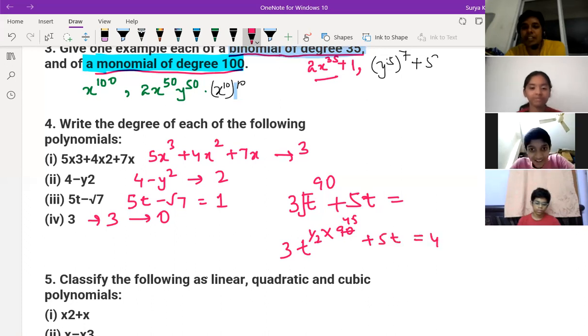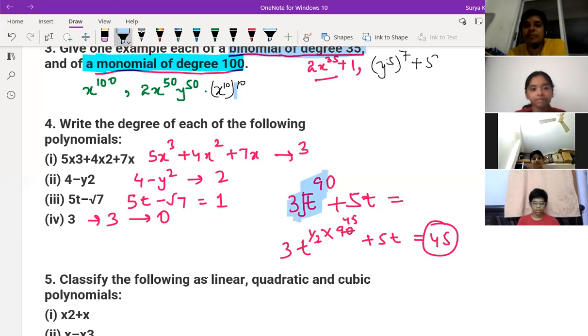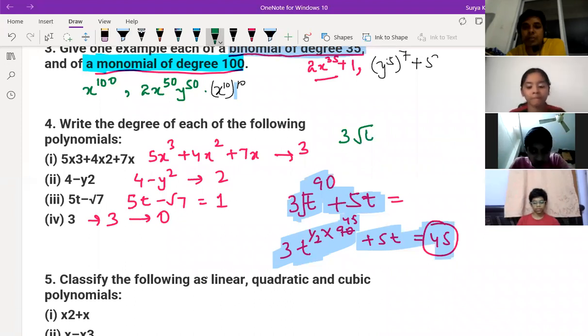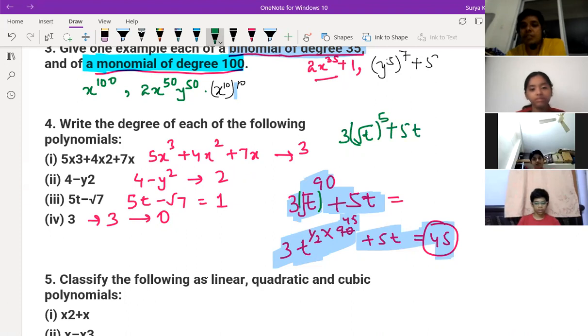What is the degree now? 45, right? 45. Okay. But actually, root t should not be in what? Root. So you can solve also, not a problem, children. So this is a very different type of question. Root 90 can be written as 1 by 2 into 90. If they give the power 5 here, then what should you do? This is not a polynomial. So this is not a valid question, because this is not a polynomial only.